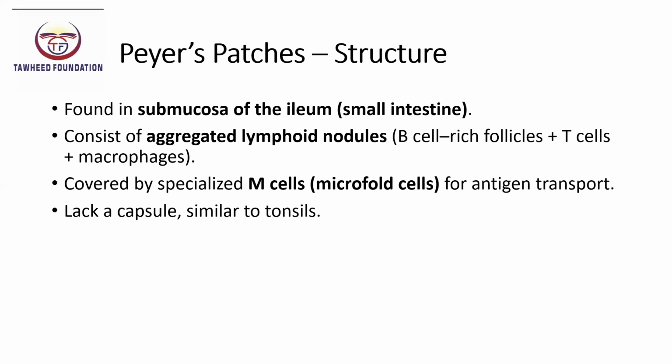Like tonsils, Peyer's patches lack a capsule, allowing close interaction between the mucosal surface and the immune system. This structural arrangement ensures constant monitoring of intestinal contents for foreign antigens. So Peyer's patches are found in the submucosa of the ileum, which is part of the small intestine. They consist of aggregated lymphoid nodules, that is B cell rich follicles plus T cells plus macrophages. They are covered by specialized M cells for antigen uptake. They lack a capsule, similar to tonsils.